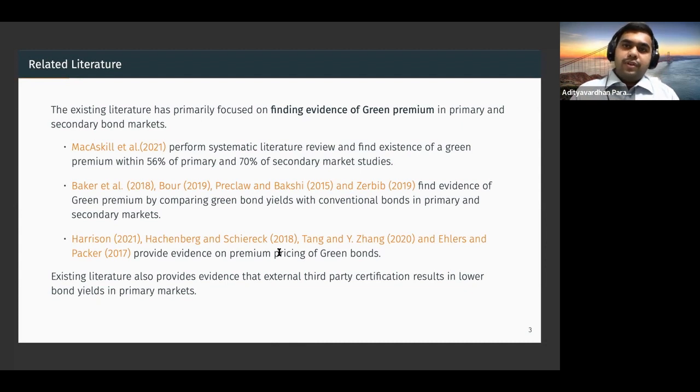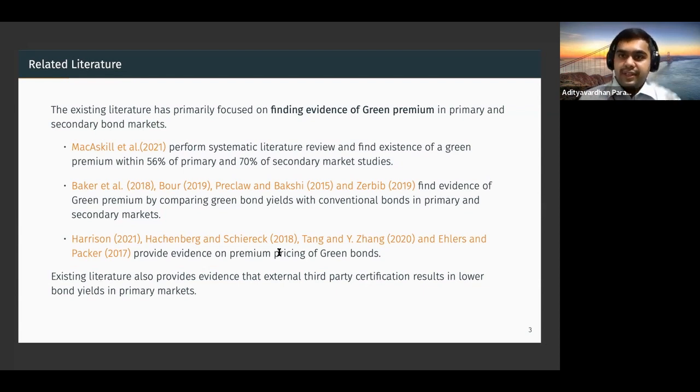One of the primary works is Macaskill et al., who have performed a systematic literature review of existing studies for primary and secondary markets. They find that about 56% of the existing literature says that yes, there is existence of green premium in the primary markets, and 70% says so for secondary markets. The primary literature which proves the existence of green premium as compared to conventional bonds is by Baker et al., Preclaw and Bakshi and Selby. We have relied on these papers and extended our analysis further.